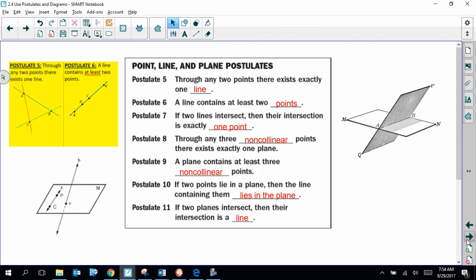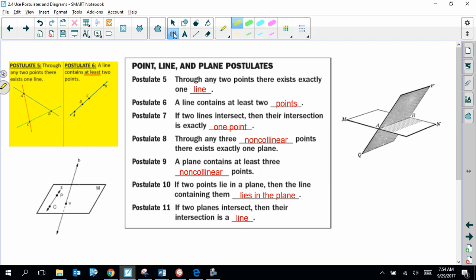But if you notice, some of these postulates, when you read them, are fairly similar to each other. Postulate 5 says through any 2 points there exists exactly one line. That's actually Euclid's second or third postulate, I believe. And postulate 6 is essentially the same thing as postulate 5, saying a line contains at least 2 points. And that's kind of what we're seeing here.